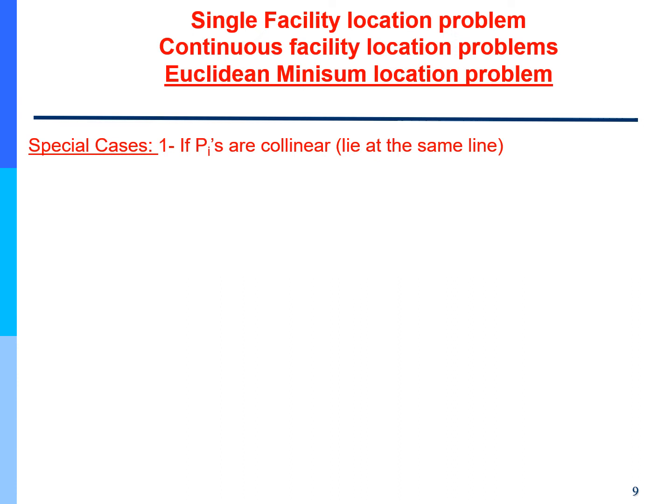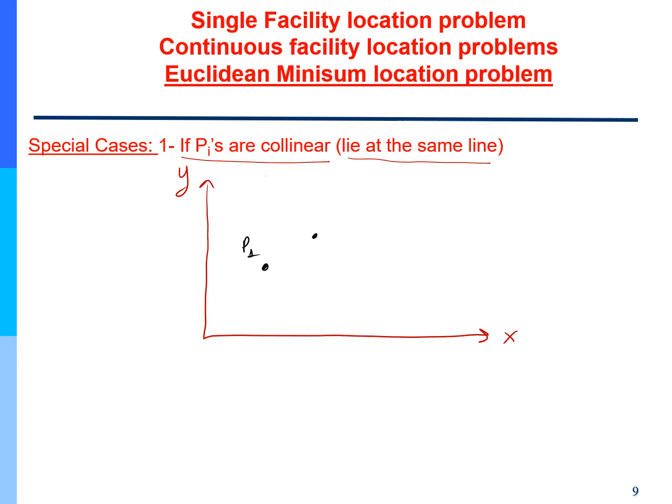The first special case is this: when the Pis are collinear, when the Pis, remember these are existing facilities, are lying on the same line. So let's assume this is the coordinate system f, x, and y, and then assume that p1 is here, p2 is here, p3 is here. So assume that they are lying on this line, for which this has an equation, let's say ax plus b, something like this. If that is the case, then the problem turns into rectilinear.